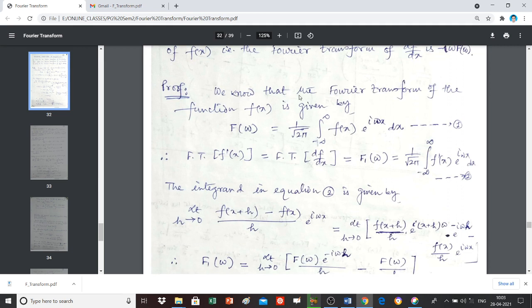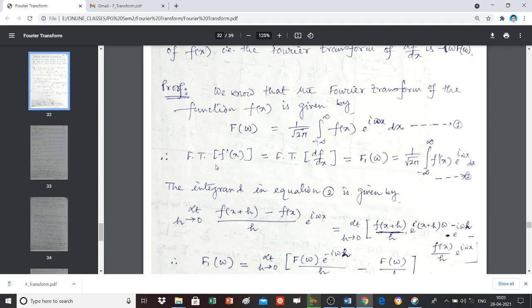We know that the Fourier transform of the function f(x) is mathematically defined as F(omega), that is 1 by root 2 pi, integral from minus infinity to plus infinity of f(x) e to the i omega x dx. This is equation number 1.